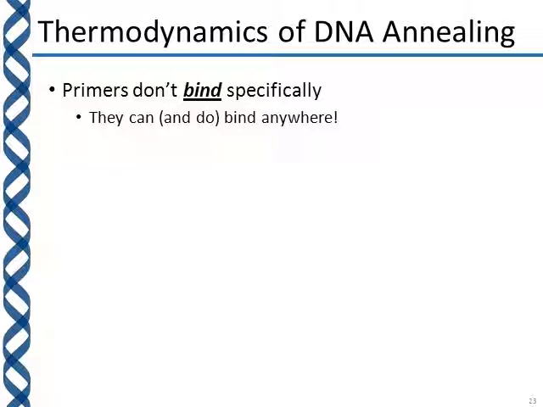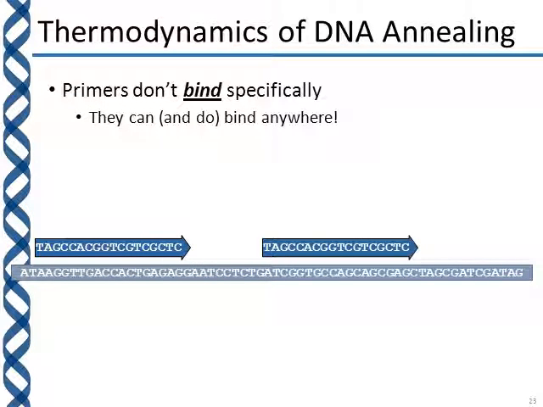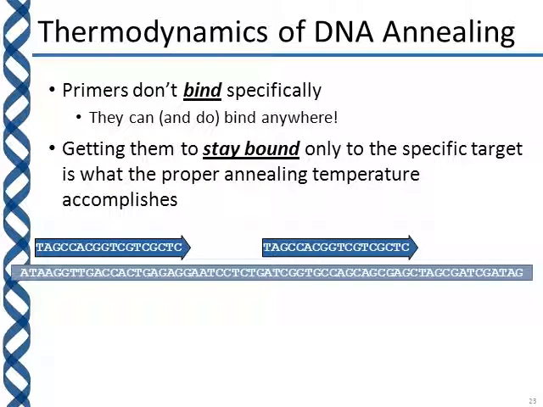We often describe primers as binding specifically to their region of complementarity on the DNA strand. However, sort of the dirty little secret of PCR and primer dynamics is that that actually doesn't happen the way we typically represent the process. Primers don't bind specifically. They can and do bind anywhere. So if, for example, we have this DNA sequence and we add primers to the mix, a primer will try to bind in this location, but it will also try to bind in this location and all the other locations in between and all around. So as it turns out, getting them to stay bound only to the specific target is what the selection of the proper annealing temperature will accomplish.